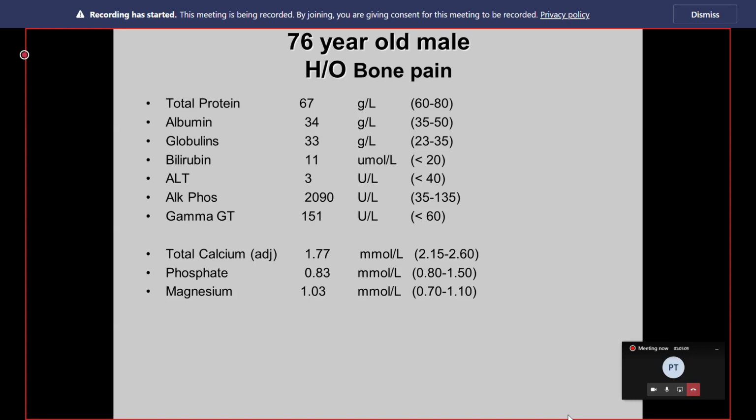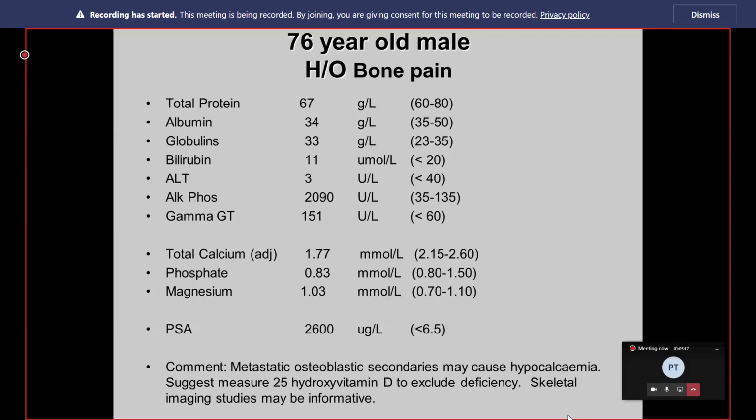Magnesium was normal. Vitamin D was checked and was normal, but the PSA was very high, which led to this common comment that metastatic osteoblastic secondaries may cause hypocalcemia. Vitamin D deficiency is excluded. Skeletal imaging studies confirmed metastatic prostate cancer.